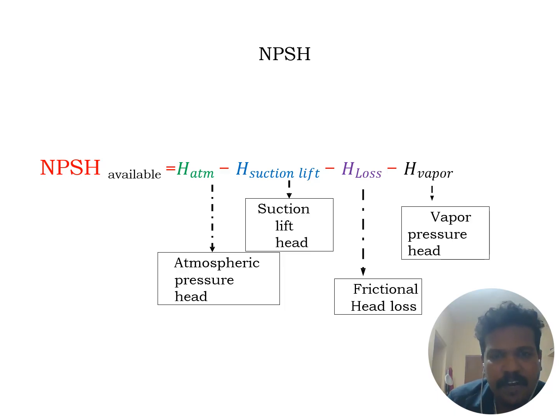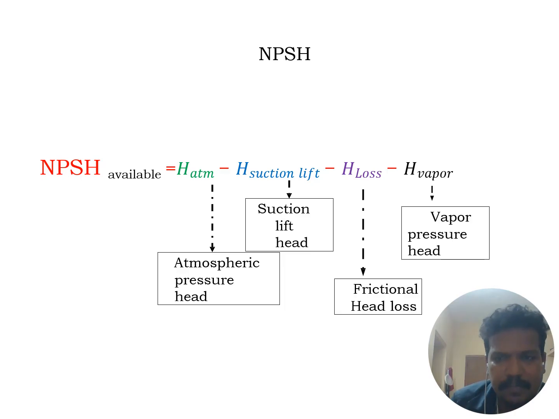Then the basic formula to calculate NPSH is: atmospheric pressure minus suction lift minus frictional losses minus vapor pressure. Here, everybody knows the atmospheric pressure. Then we go to suction lift.